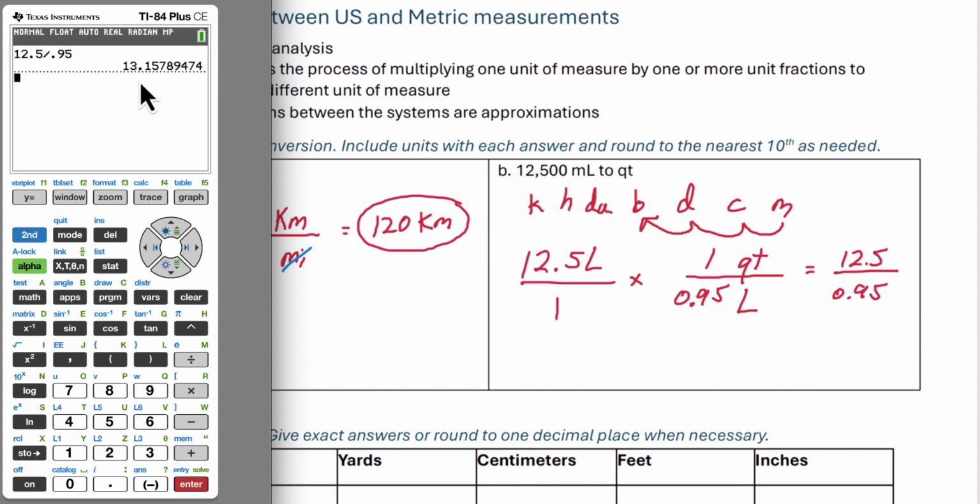We want to approximate this. We're rounding to the nearest tenth. So that's 1 decimal place. Rounding to 1 decimal place, we're looking at this 1. Look to the right of the 1, and we need to round up. So we'll get approximately 13.2 quarts.